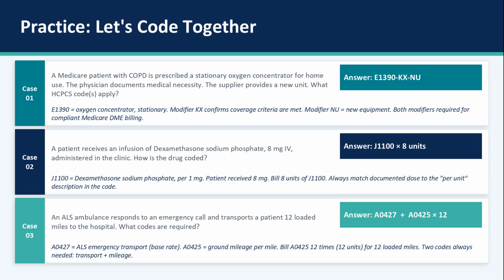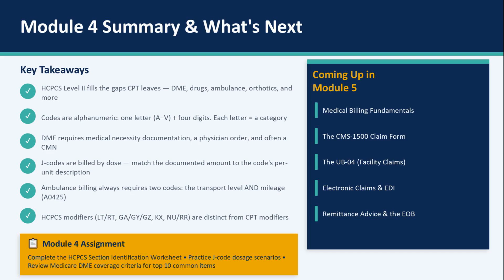3 cases, 3 HCPCS scenarios. DME with Medicare modifiers, J-code unit calculation, and ambulance base plus mileage coding. All real-world situations and all commonly tested. Great work today! Module 4 done. Let's lock in those key takeaways.